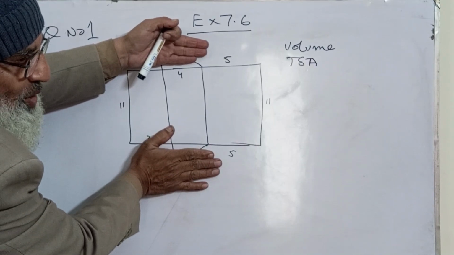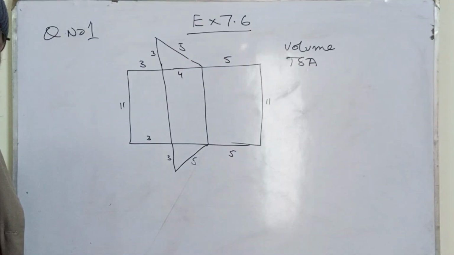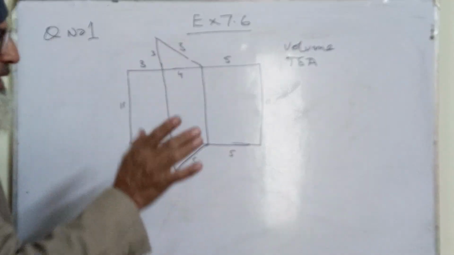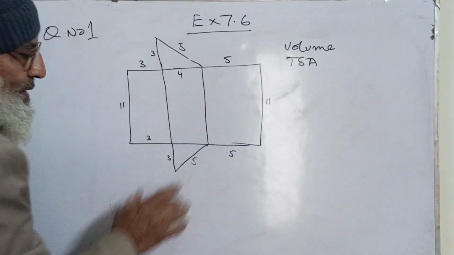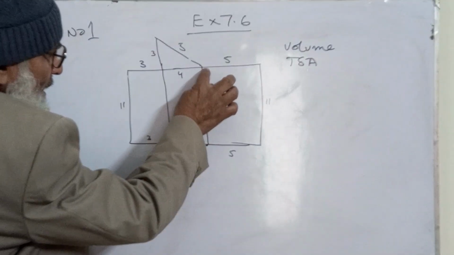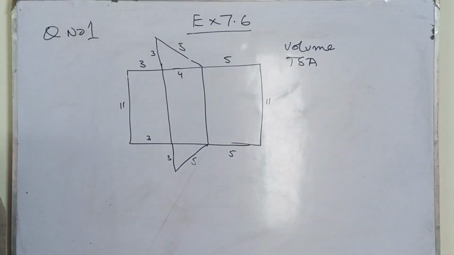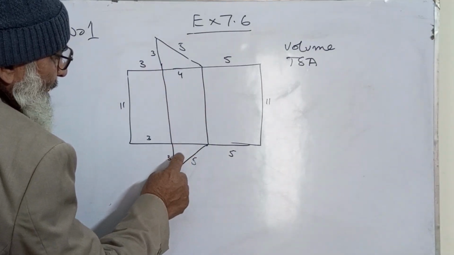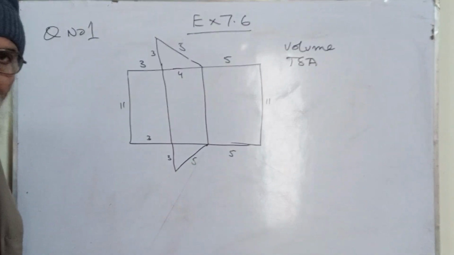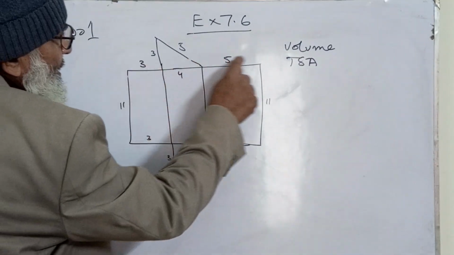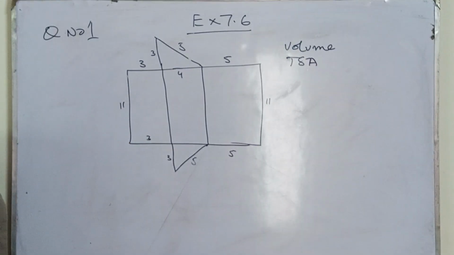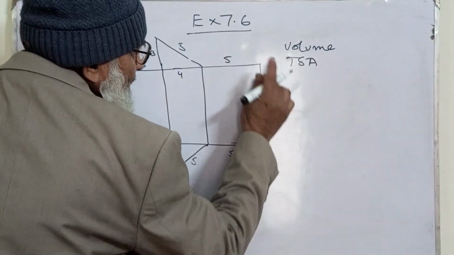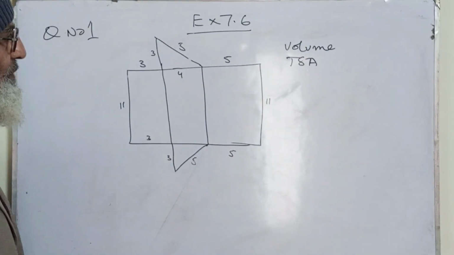There are 3 rectangles you are seeing. Again, just imagine that these are hidden. This triangle is hidden. This triangle is hidden. Now, also hide these 2 lines. Now, these 2 lines and these triangles are hidden. Only what you are left with is this rectangle.